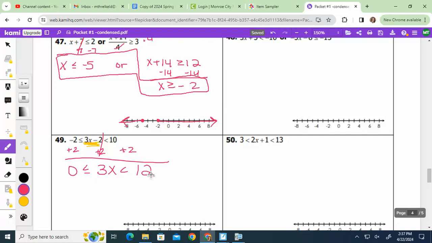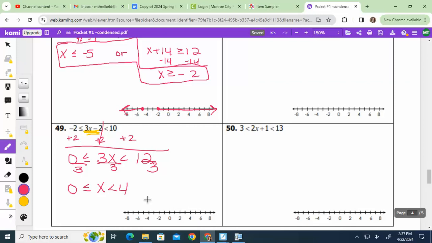So, what would I do now? Divide by 3. We can't just do it to 1, we have to do it to all of them. So I want you to divide all of these by 3. Do I have to flip my signs? No. When does the sign flip? It's a negative. So we have 0 is less than or equal to x is less than 4. So that would be a closed circle at the 0. 4 would get open, and we're looking between those.